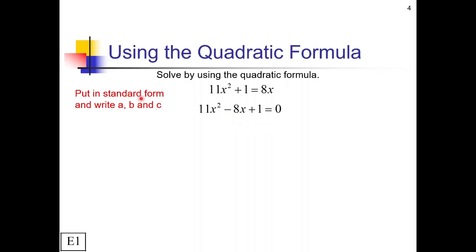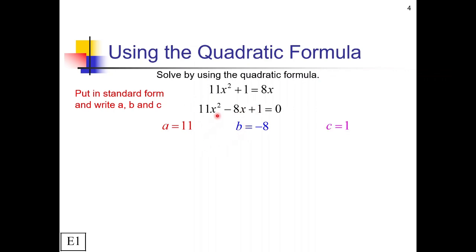Now we're going to write out a, b, and c. Now, could we have figured out a, b, and c without rearranging things? Probably, but it's much easier if it's just in order with the correct sign. So we've got an a value of 11, b value is going to be negative 8, and then our c value is going to be 1.